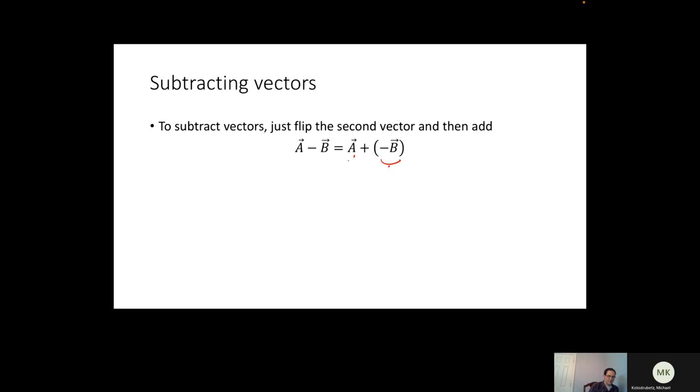Give it 1 second to appear on the screen. Apologies for the lag.